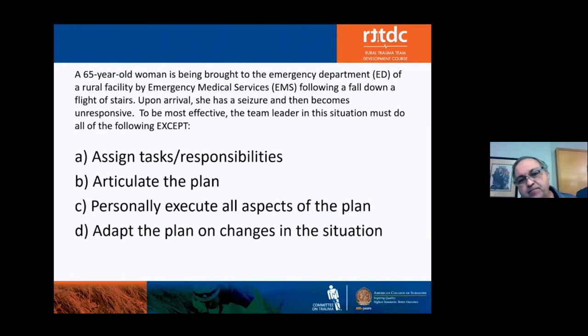Majority of the answers were C. Go ahead and close that. So the correct answer in this case is C. The whole purpose of a team is so that everyone has a role and one person is not doing everything. The team leader will assign the tasks and responsibilities if they haven't been pre-assigned already. They'll talk about the plan based on what the pre-hospital information is, and they'll adapt that plan based on changes in the situation. But they can't possibly execute everything, otherwise you would just need one person to do the whole assessment.